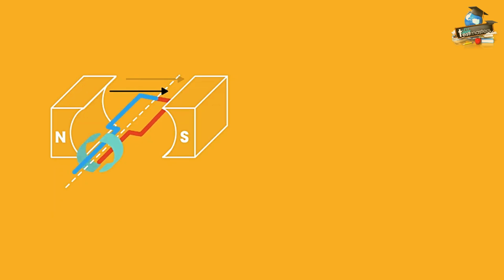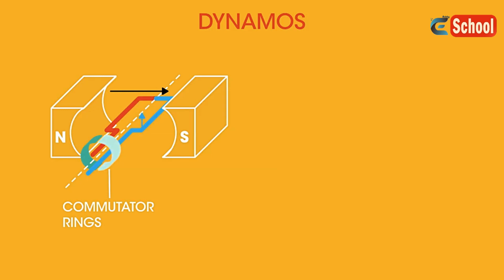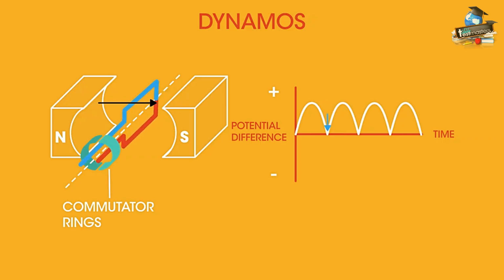So let's now look at the split ring commutator seen in dynamos. The blue side of the coil is moving up and starts off connected to this half of the commutator, and the red side of the coil moving down starts off connected to this half of the commutator. The potential difference graph looks like this. So maximum potential difference when the coil is cutting the magnetic field like this. And as the coil rotates out and isn't cutting the magnetic field anymore, we have a zero potential difference.